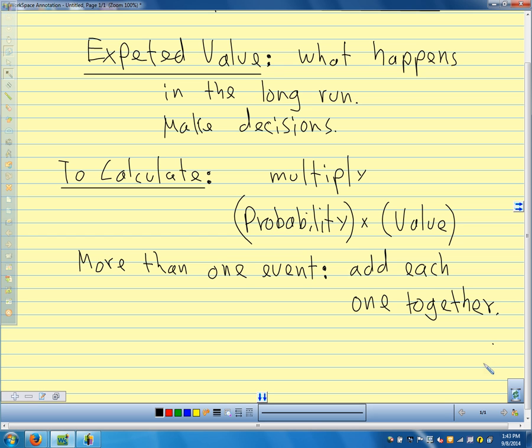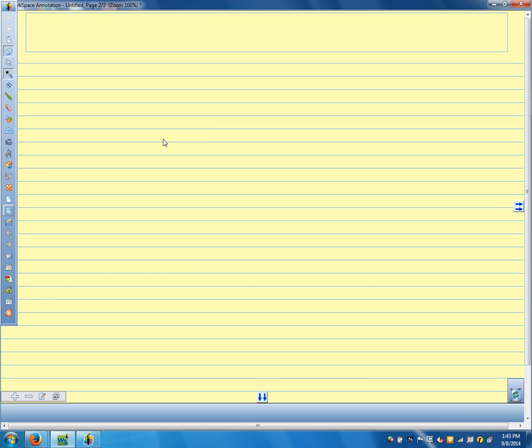So all I want to do with this is just do a couple of examples of working with expected value. To calculate, we're just multiplying the probability times the value. If we have more than one, we do that for each probability and each value and add all of them together. So let's look at an example.